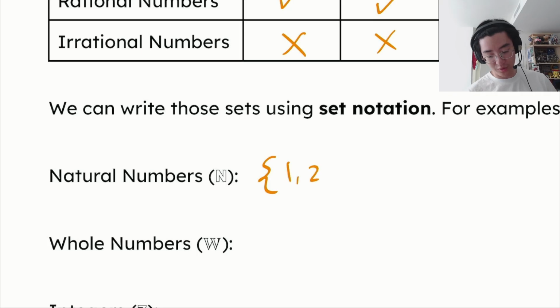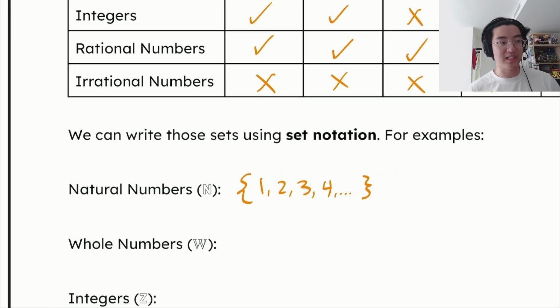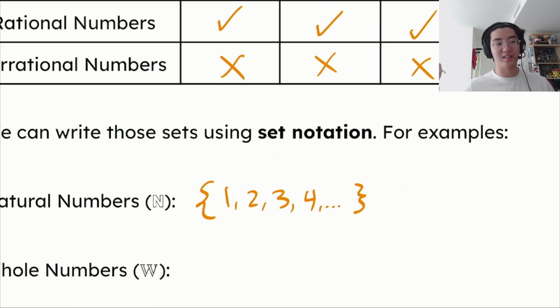So we got 1, 2, 3, 4, so on and so forth. And of course, the numbers go on for infinity, so we don't actually have to write all of them out. We can just write 3 dots. Right? 3 dots implies that it just goes on forever, following the same pattern. So we start at 1, and then we just go up by 1 each time. And of course, we just need those squiggly brackets on either side to denote that this is a set.